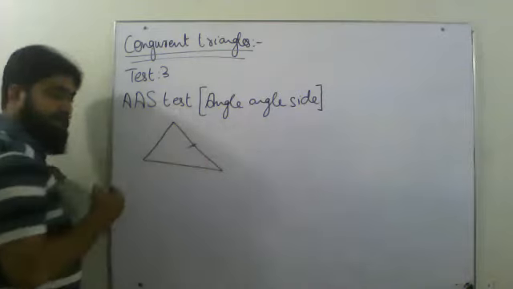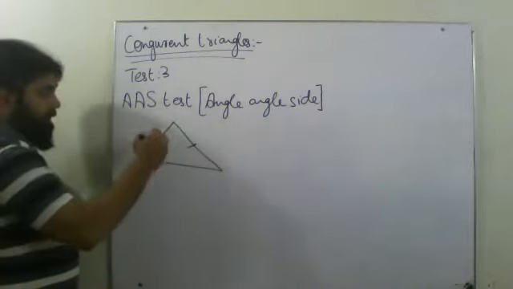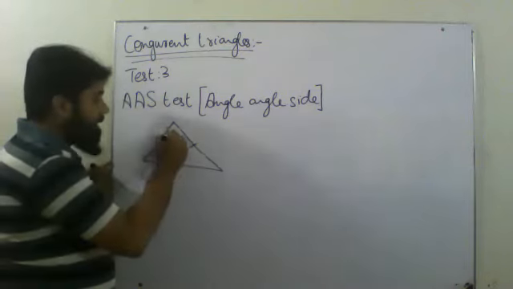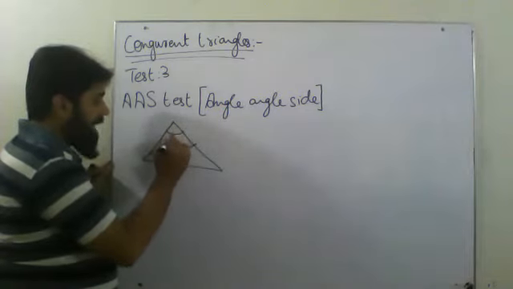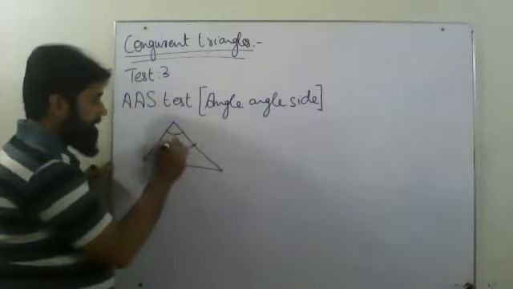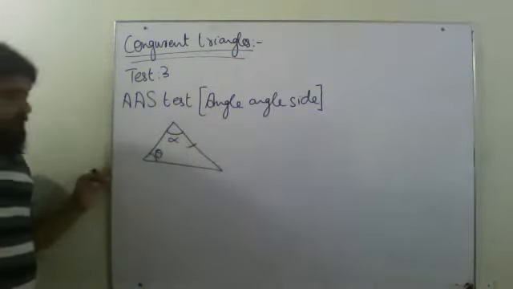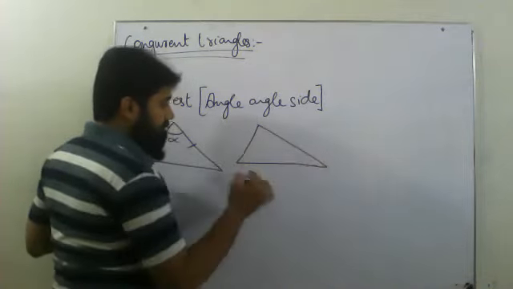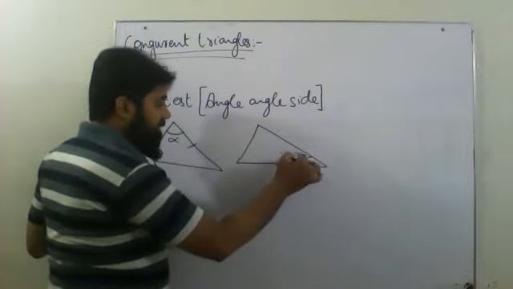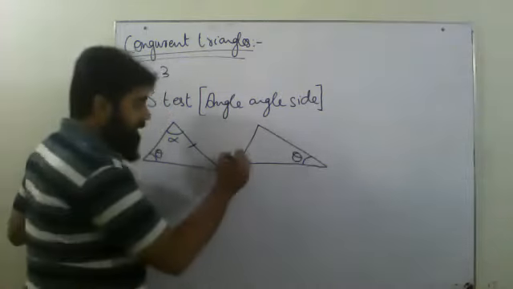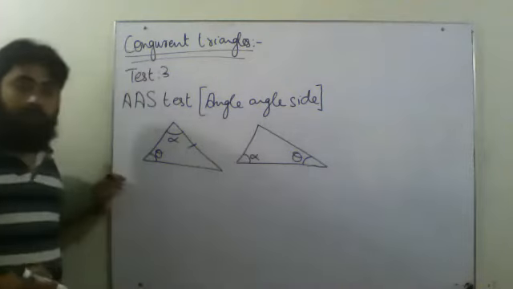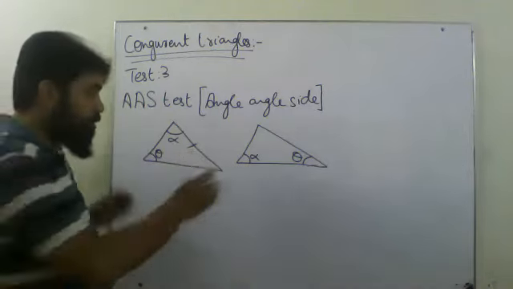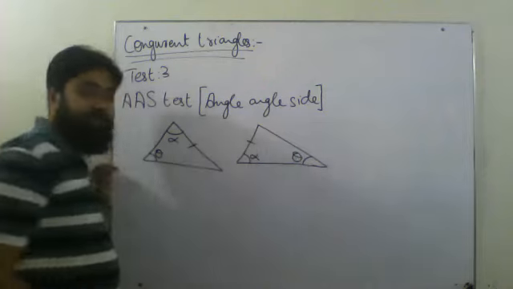For instance, I am saying this side. First of all, I am saying this angle, angle theta, and another angle I am taking as alpha. Now I am making another triangle. I have made theta over here. I have made alpha over here. Now, opposite to theta, I am putting this side.